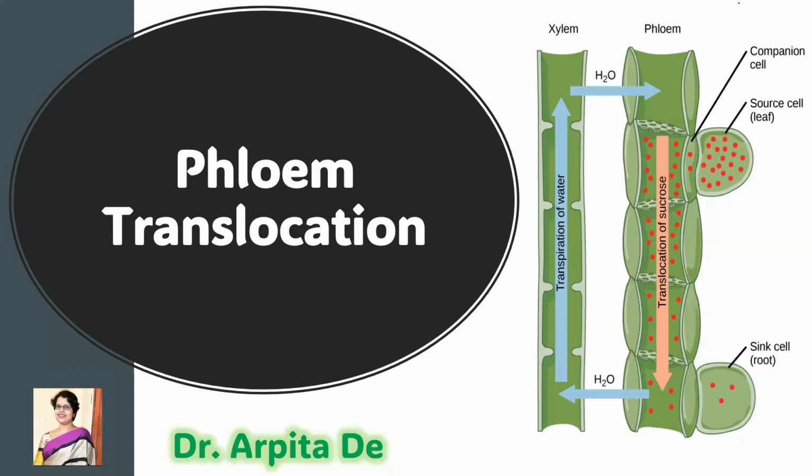The topic for today's discussion is phloem translocation. This basic concept of phloem translocation is already known to us. We know that food is produced in the source region of the plant, that is in the leaves, and it is translocated. The photoassimilates are translocated to the sink location, the roots or storage area. Correct? So this movement of photoassimilates, or the products of photosynthesis, in the phloem is known as translocation.